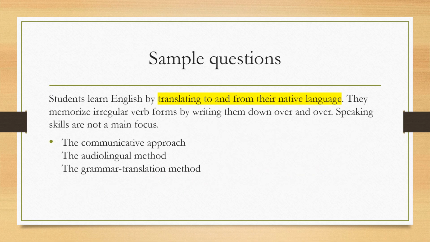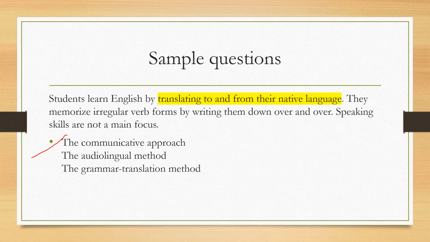Now let's check your knowledge of all the teaching methods that have been discussed in this video. There are some sample questions. Let's review our first question. Students learn English by translating to and from their native language. They memorize irregular verb forms by writing them down over and over. Speaking skills are not a main focus. So what are the options available? Let's have a look at them.